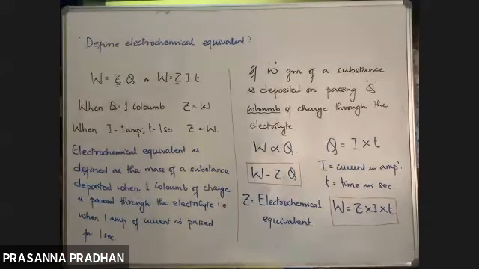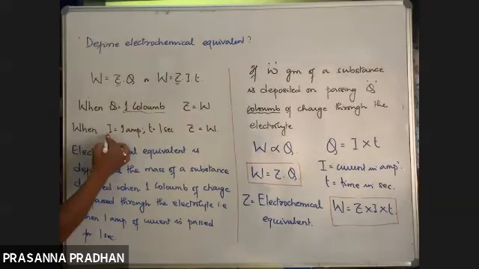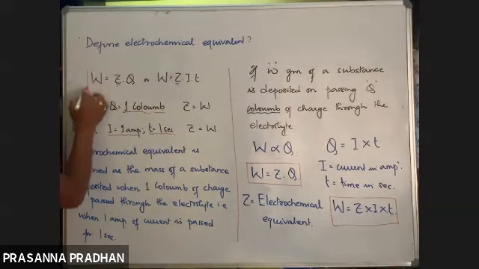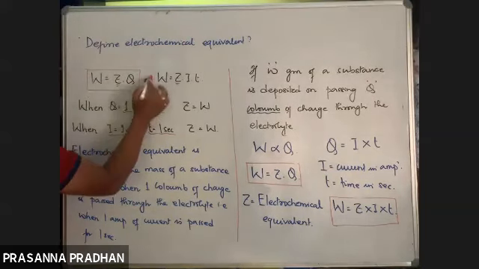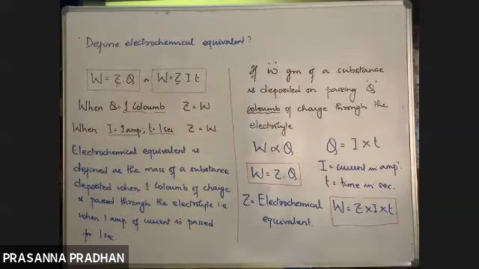Okay, so electrochemical equivalent is defined as the mass of a substance deposited or liberated when 1 coulomb of charge is passed through the electrolyte, or when 1 ampere of current is passed through the electrolyte for 1 second. So this is the definition and concept of your electrochemical equivalent. Okay, so these are the mathematical relationship or formulas of Faraday's first law of electrolysis. So I hope till here it's okay.